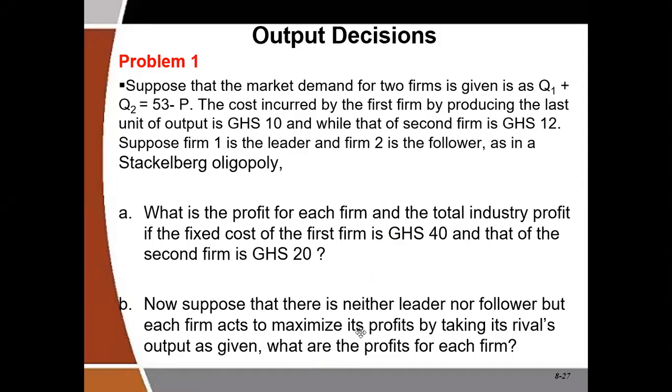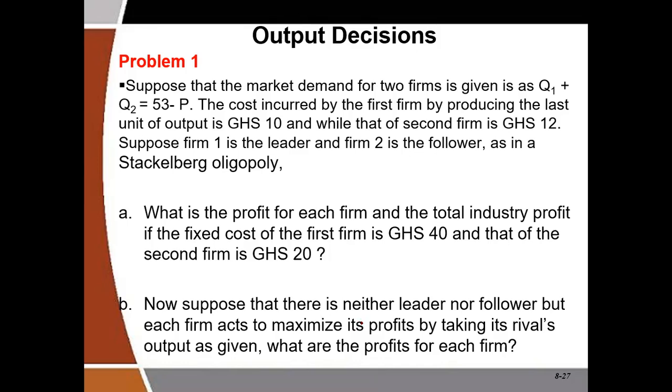So in this particular video, I'll be teaching on application of one-shot simultaneous games to output decisions. Now, for us to understand this video very well, please do well to watch my videos on oligopoly, which will give you an in-depth knowledge about how to find the output and then the profit for the different models of oligopoly, because we will be applying them here. As well, kindly also watch part 1 and part 2 of my series on game theory.